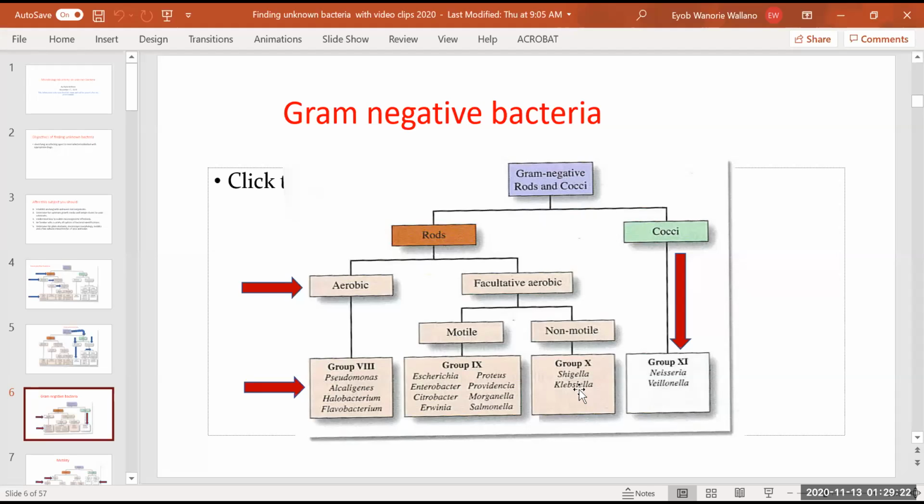Gram-negative bacteria, it has a very hard covering, and then it doesn't have flagellum. So because of that, it is not motile. So you need to remember Klebsiella is a non-motile bacteria. Okay, now, so you need to remember.